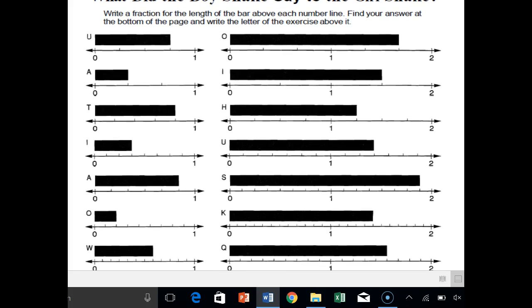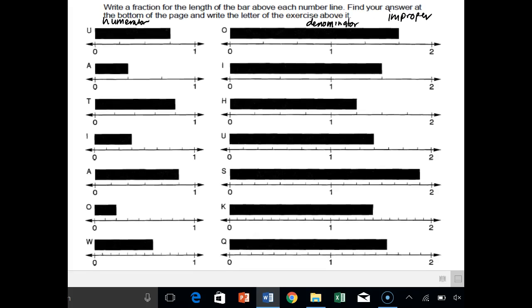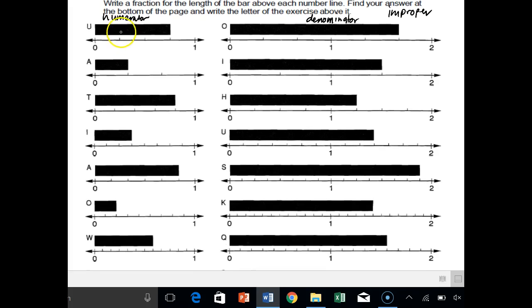All right? Great. So basically here what we're just doing is visualizing fractions. So you're going to want to count on the left side, you're going to want to really count out the numerator, right? What's shaded is the numerator. And then on the right side, what you're really going to want to look for is the denominator. How many times is the whole divided up into? Because these are all going to be improper fractions where the numerator is bigger than the denominator, and these are all going to be proper fractions. So I'll show you. And the riddle that we're trying to answer is, what did the boy snake say to the girl snake, right?